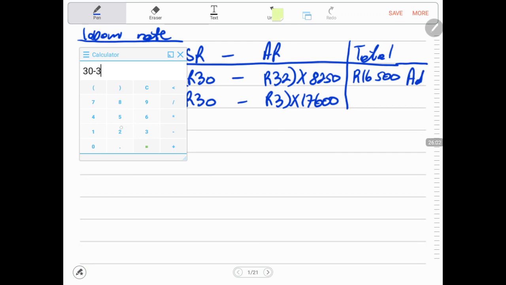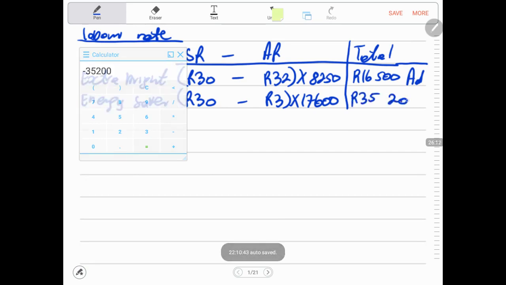30 minus 32 becomes 2. Multiply this by 17,600 hours. And this gives us the total of 35,200. And also this variance is adverse, meaning unfavorable, because we paid our employees higher than what we anticipated. So now the net of the two will still be unfavorable.